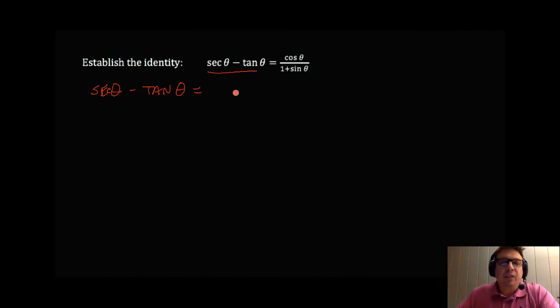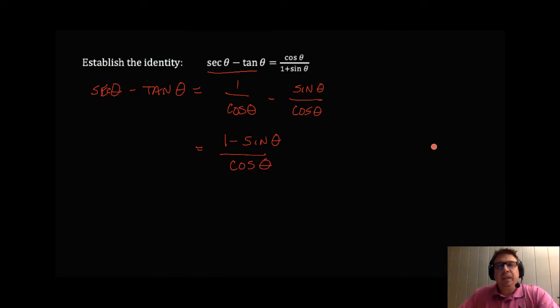All right, so now the first thing I'm going to do is turn these guys into sine and cosine. So secant theta is 1 divided by cosine theta. And then tangent theta is just sine theta divided by cosine theta. All right, so we're going to combine these two fractions. So if I bring them together, I've got common denominators. So I get 1 minus sine theta divided by cosine theta. All right, so this is not at all what we're looking for. This did not turn into what I want.